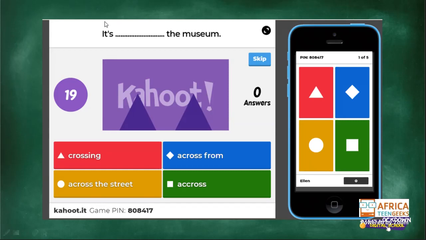Then a question will come up, like this question will be, it's the museum. People had to choose between crossing, across from, across the street, or across, which is spelled wrong, by the way, but never mind. And then on your screen, you have to touch the color with the right answer. So say the right answer was, it's across from the museum, which is the blue answer, right? Then you are going to touch the blue one on your screen, on your device that you have.